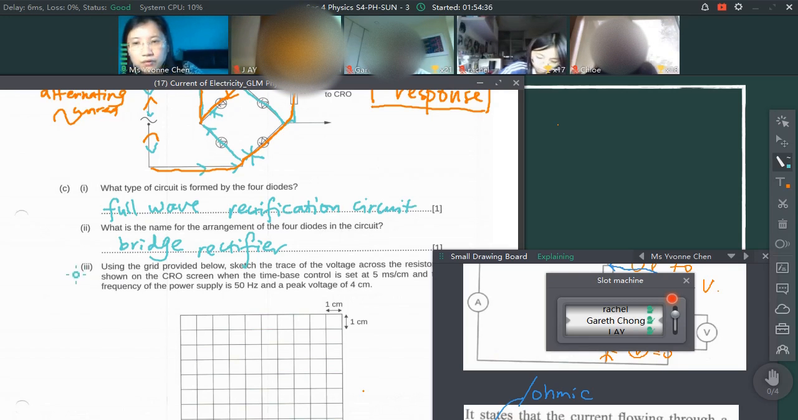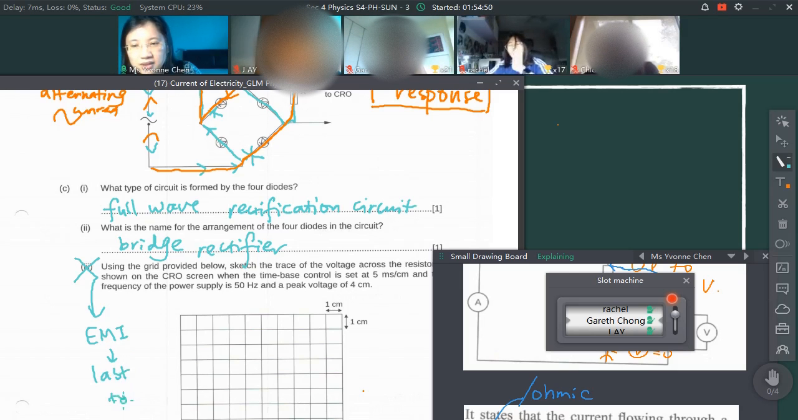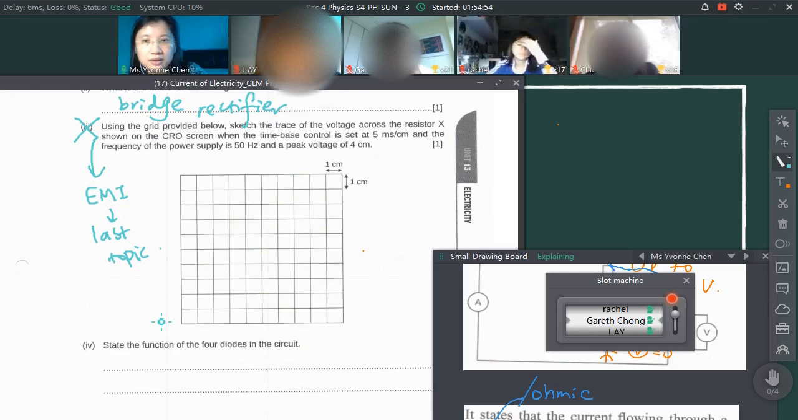Okay. For the time being, we'll skip part C, part 3. You haven't really learned the wave yet. We'll cover this again under the topic EMI, electromagnetic induction, which is our last topic. But we'll answer the last part.